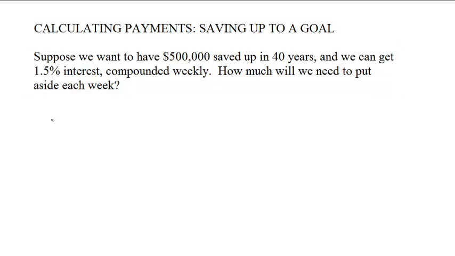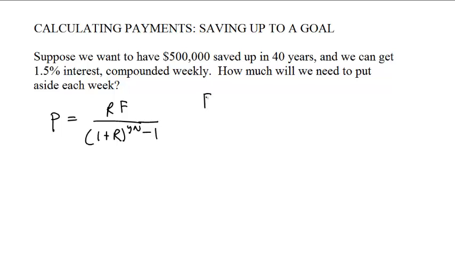So, first of all, we have the formula, which is the payments are going to be R times the final amount we want to have over 1 plus R to the YN, not to the negative YN because this is saving and not paying off a debt, minus 1.